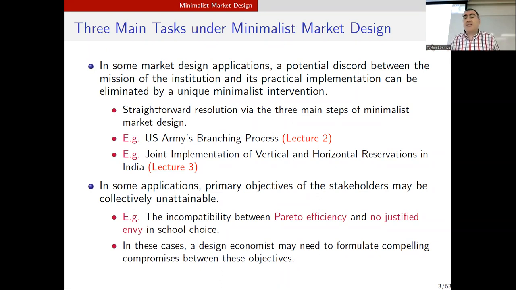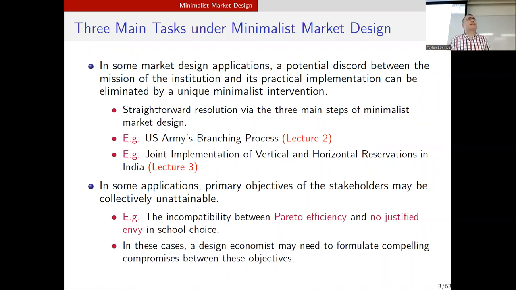In some applications, primary objectives of the stakeholders may not be attainable. For example, the well-known case by now is the incompatibility between Pareto efficiency and no justified envy in school choice. You cannot get both of them unless all school priorities are identical. Then a judgment needs to be made.